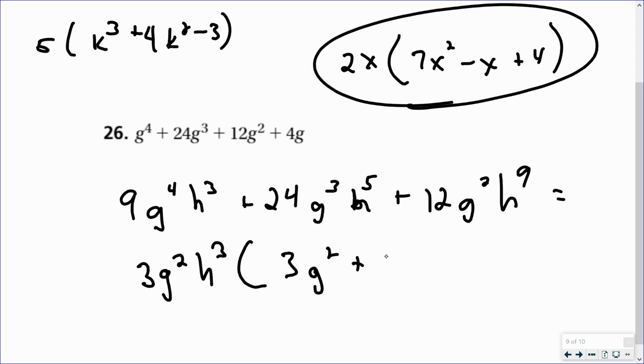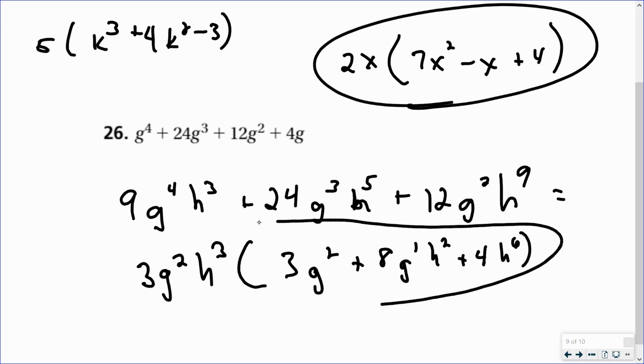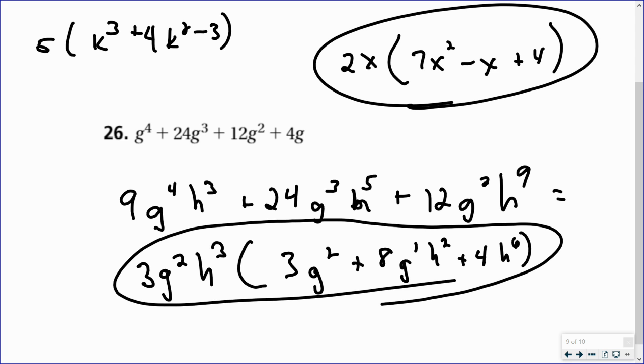3 will go into 24 8 times. g to the 3rd, g to the 2nd is g to the 1st. h to the 3rd, h to the 5th, that's h to the 2nd. 3 goes into 12 4 times. The g's match up, so they're gone. h to the 3rd, h to the 9th is h to the 6th. And that's a big one.